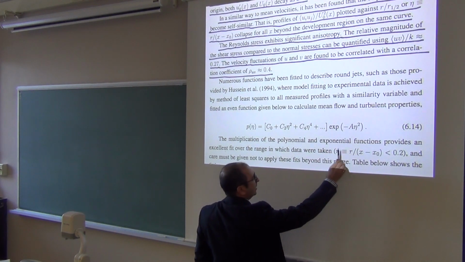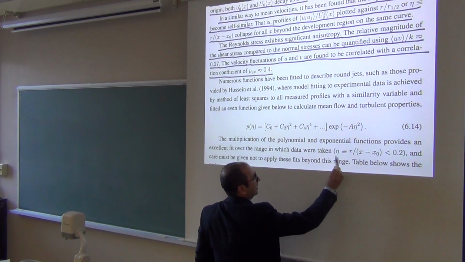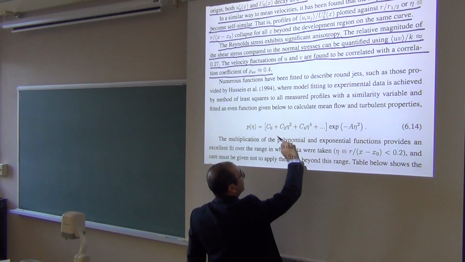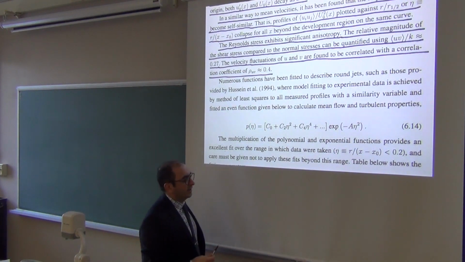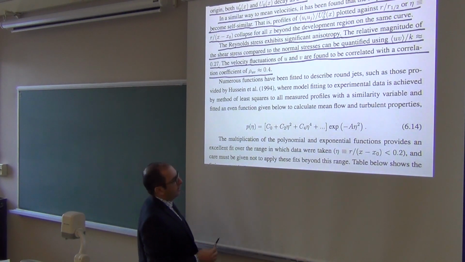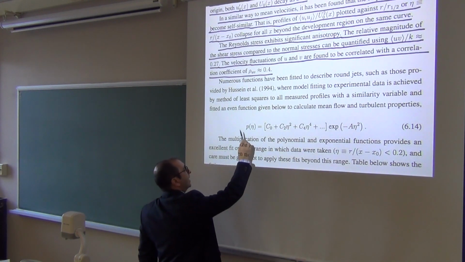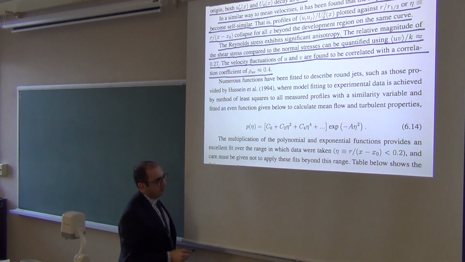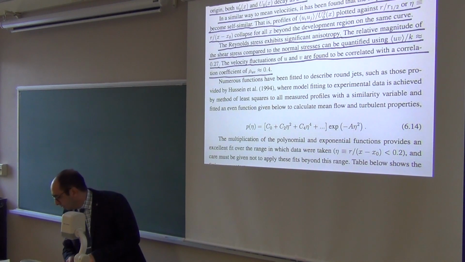Obviously, there is r here. And if r varies, eta varies. Likewise, x varies too, eta varies. So the similarity variable combines r and x, or radial and axial distance. And for any quantity of interest, these constants would change. You might be looking at mean velocity, you might be looking at variances, you might be looking at covariances. So this can be used.